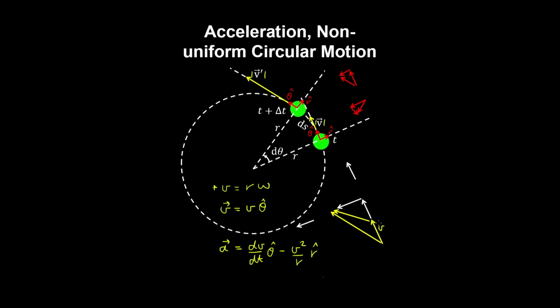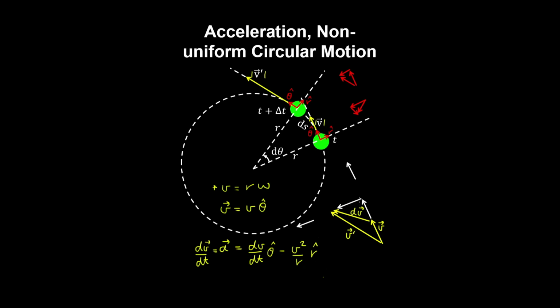So therefore, if this is the velocity at time t, and this here is our velocity at time t plus delta t, then by vector addition, this here is equal to the change in velocity. And note that the acceleration, being the first derivative of velocity with respect to time, acts in the same direction as this vector dv.